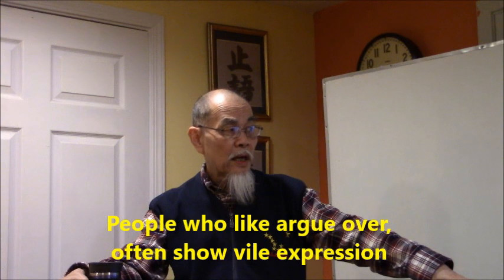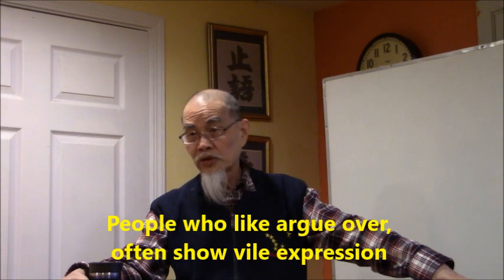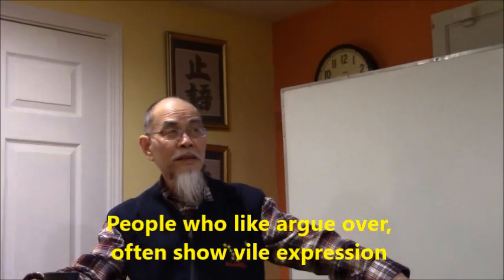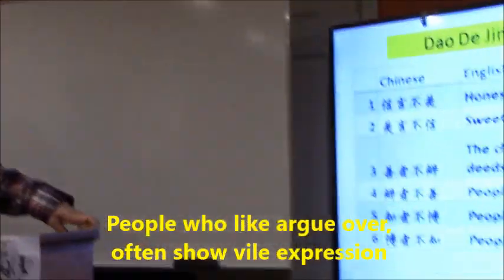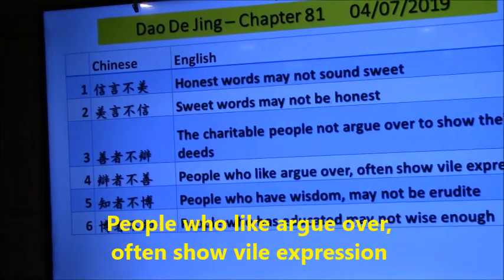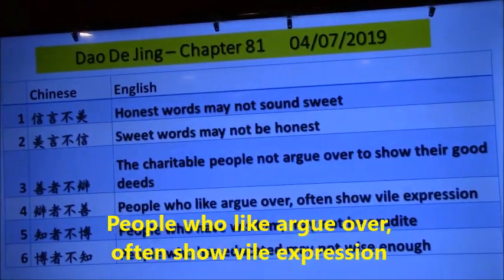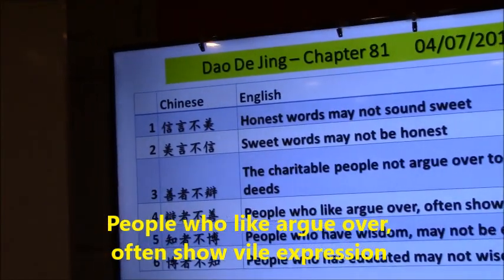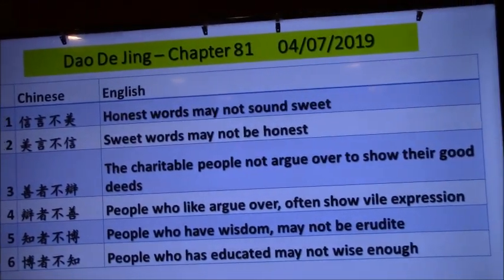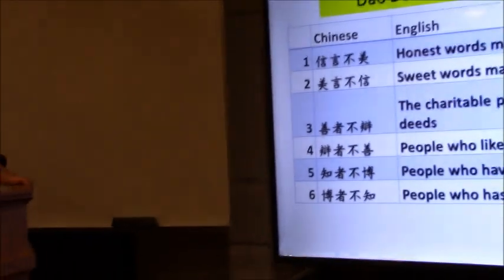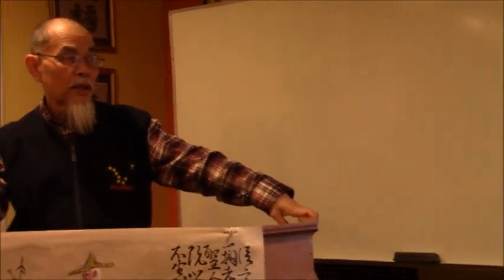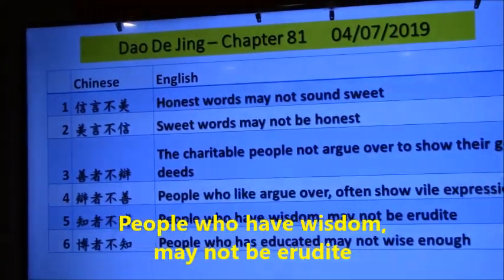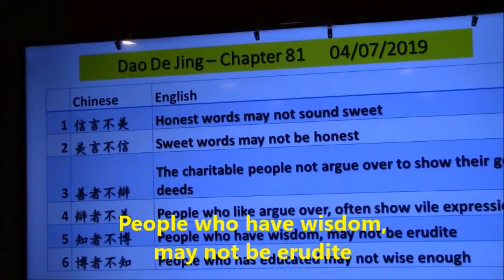People who like to argue often show vile expressions. So these things sometimes turn out very nasty and very unpleasant. We don't want to be in that situation. Sometimes we use the honest way to approach whatever we do in this lifetime, and we find everything turns out nicely, smoothly. Everything is going to pay for itself. So, 知者不博, people who have wisdom may not be erudite.